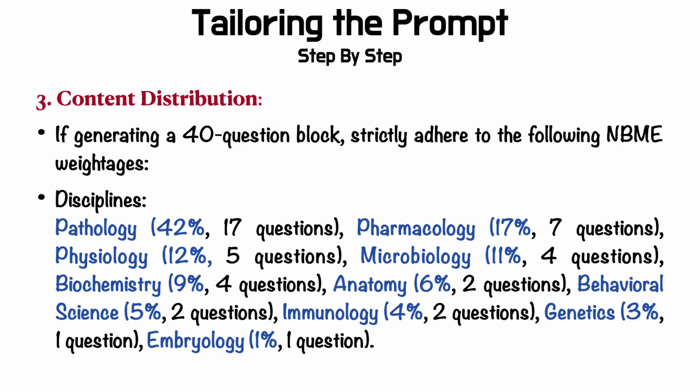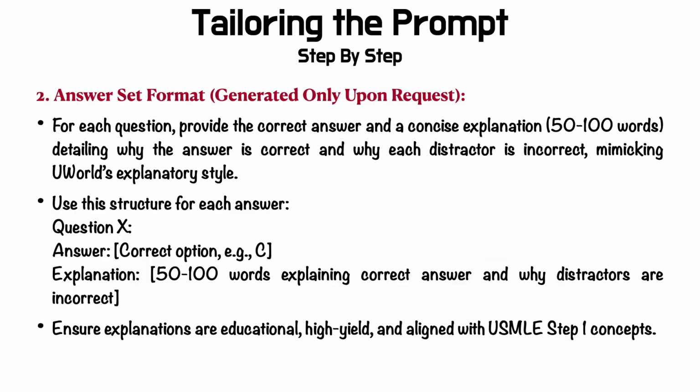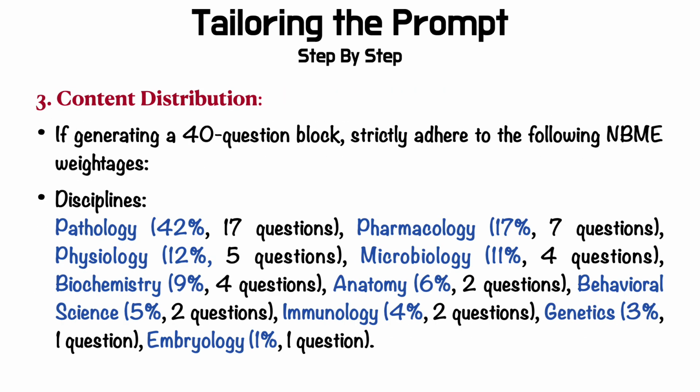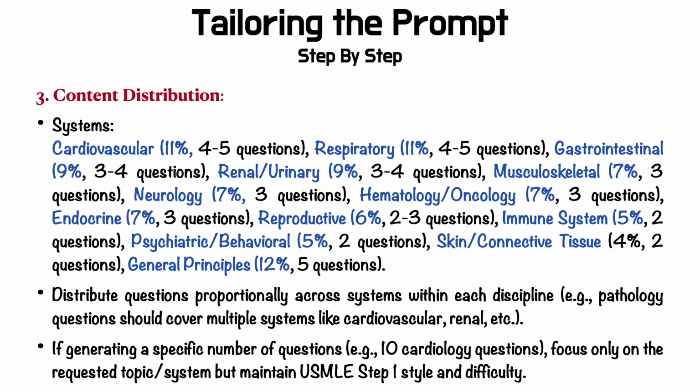The content distribution. Now, even if you made a question set of 40, you need the content distribution to be exactly similar as in the USMLE Step 1 syllabus, right? So if you are generating a 40 question block, you have to strictly adhere to the following NBME weightages, right? So this is the exact USMLE syllabus pattern. Pathology holds 42%, pharmacology 17%, physiology 12%, microbiology 11%, and like that, right? So not only disciplines, there are weightages of systems also. So this is the weightage of system.